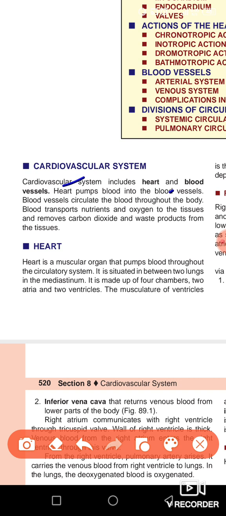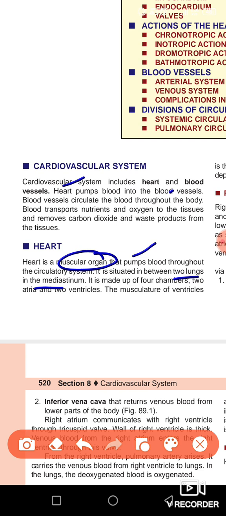So now let's start the discussion about the heart. First of all, you are going to define what the heart is. The heart is actually a muscular organ which is composed of muscles, and the function of the heart is that it pumps the blood throughout your circulatory system. Then the second is location. Its location is between the two lungs in the mediastinum. The mediastinum is the portion between the two lungs, but carefully note that the heart is tilted more toward the left side of your body.